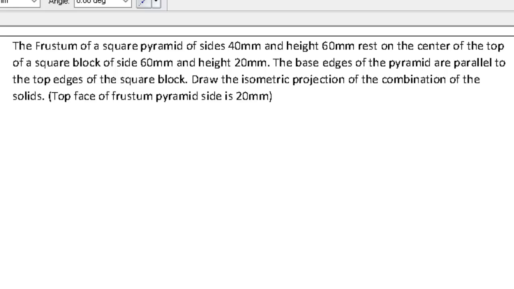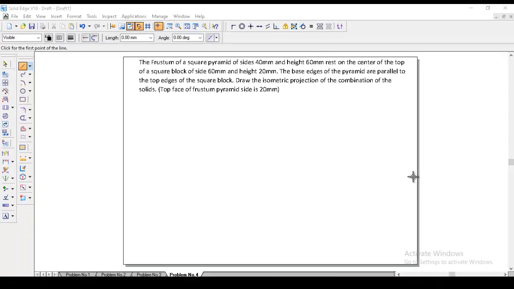And a frustum of a square pyramid is given, the top face side is 20 mm. So when a frustum is given, we will get two faces: the bottom, the bigger one, and the top, the smaller one. And between them they have given the height, 60. The first object is a frustum of a square pyramid, and the second object is a square block of 60 with thickness 20. That is the bottom and the top. We need to place the frustum of a square pyramid on it.